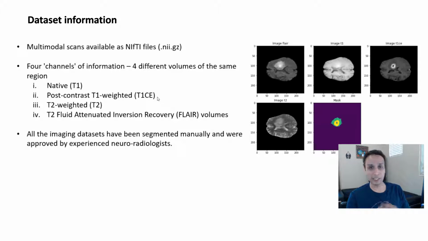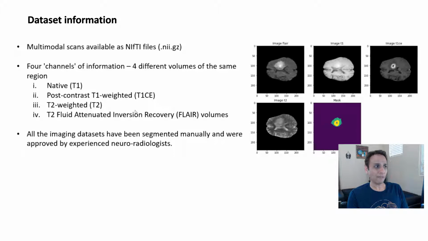Quick information about the dataset: you have multiple channels. This is a multi-channel, or multi-band if you want to call it, dataset, which means from the same field of view, you have 4 different views, 4 different volumes. One native, which is labeled as T1. The other one contrast weighted, T1CE. The next one T2 weighted, T2, and then the fluid attenuated, an acronym FLAIR right here.